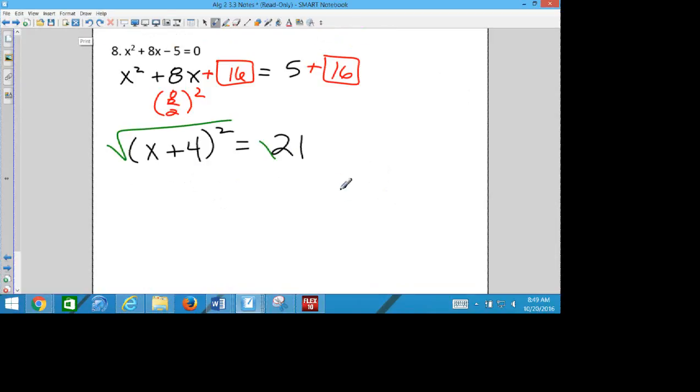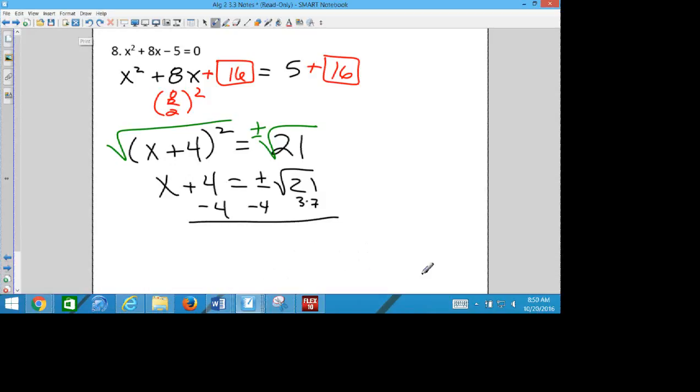Square root, plus minus. So I got x plus 4 equals plus minus square root of 21, and you guys have explained to me 21 is not going to break down because it's only divisible by 3 and 7. Neither of those are perfect squares. So we're just going to move our 4 over. Negative 4 plus minus square root 21. Answer.